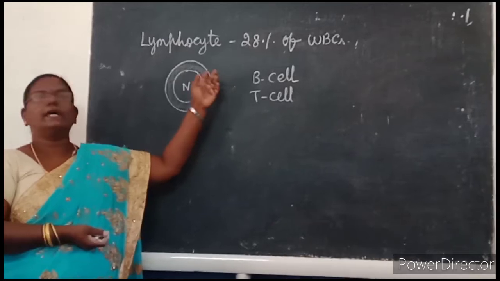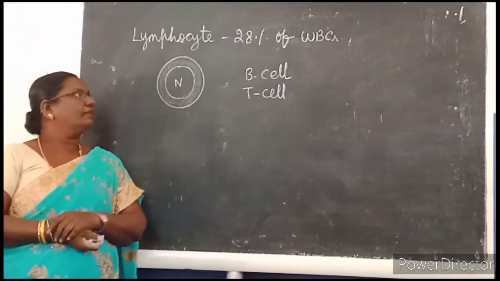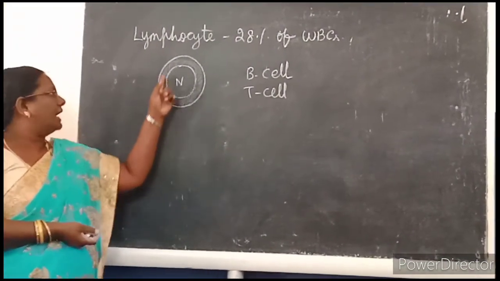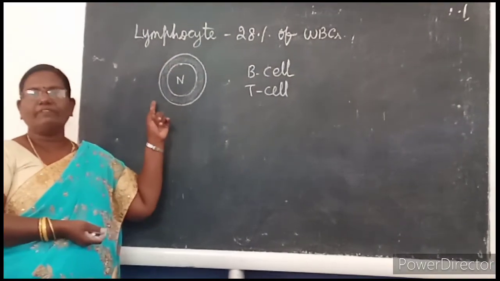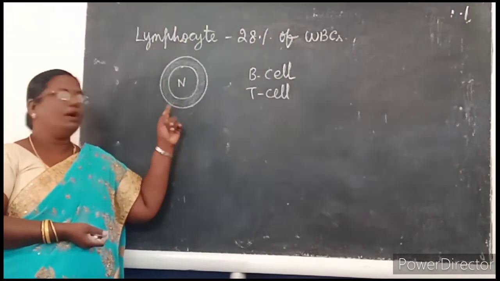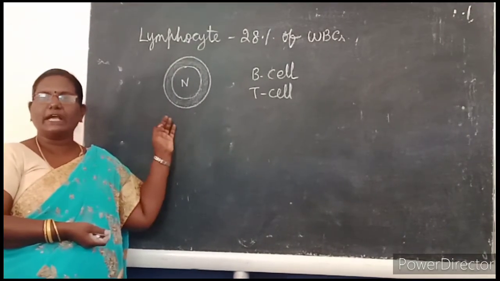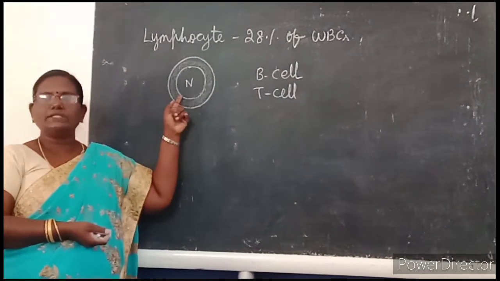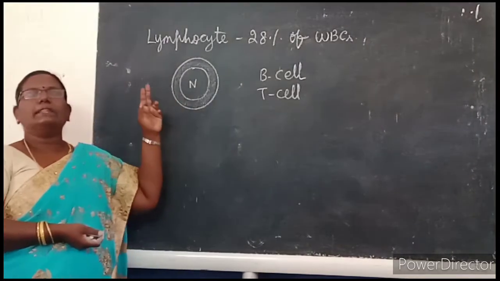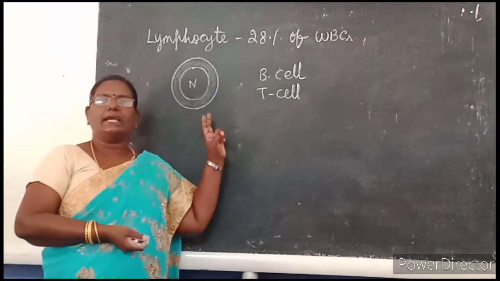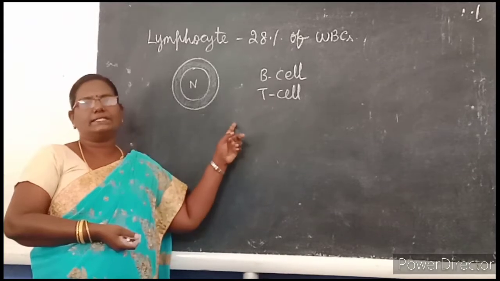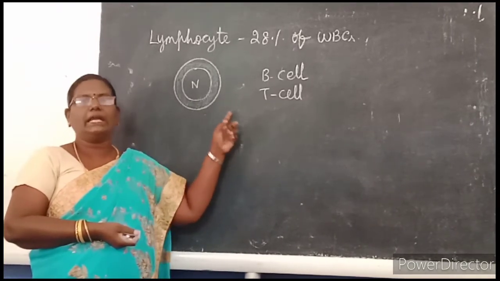This lymphocyte consists of about 28% of the WBC cells. It consists of a large nucleus with little or less cytoplasm. The appearance or structure of the lymphocyte is a large nucleus with less cytoplasm, and it consists of two types of cells. They are the B cell and the T cell, that is, the B lymphocyte and the T lymphocyte.